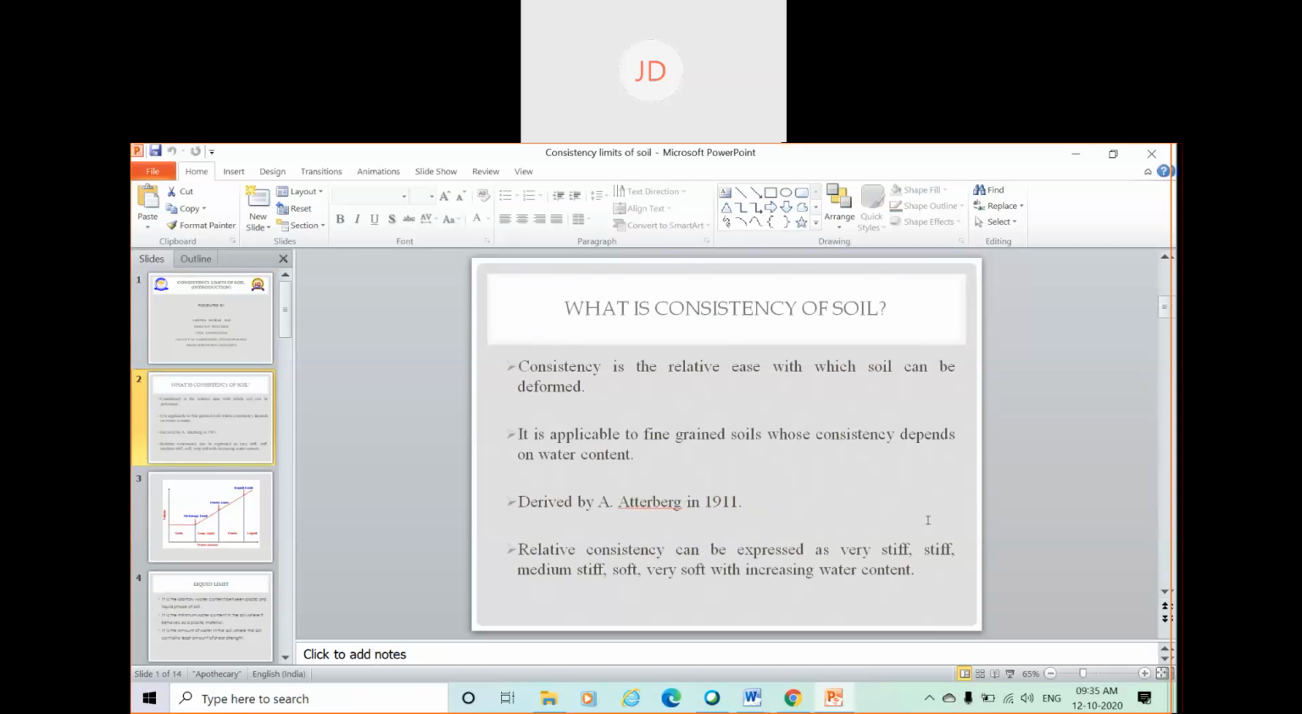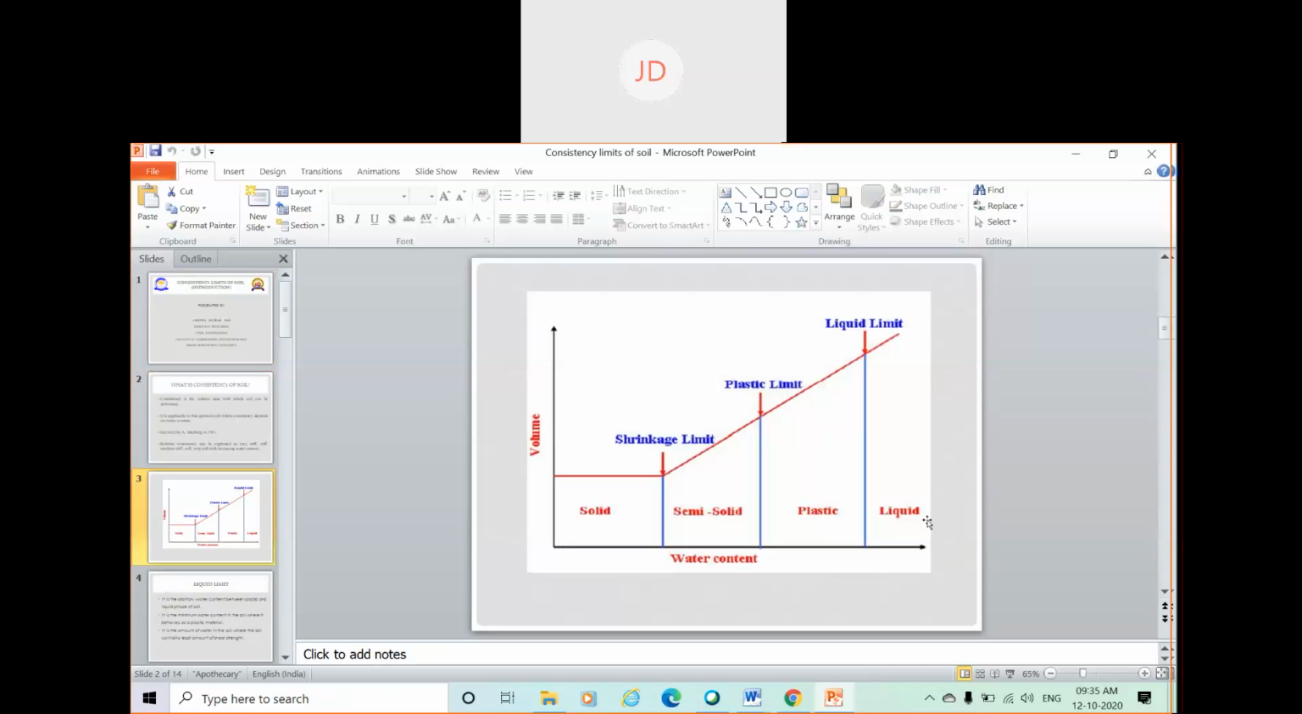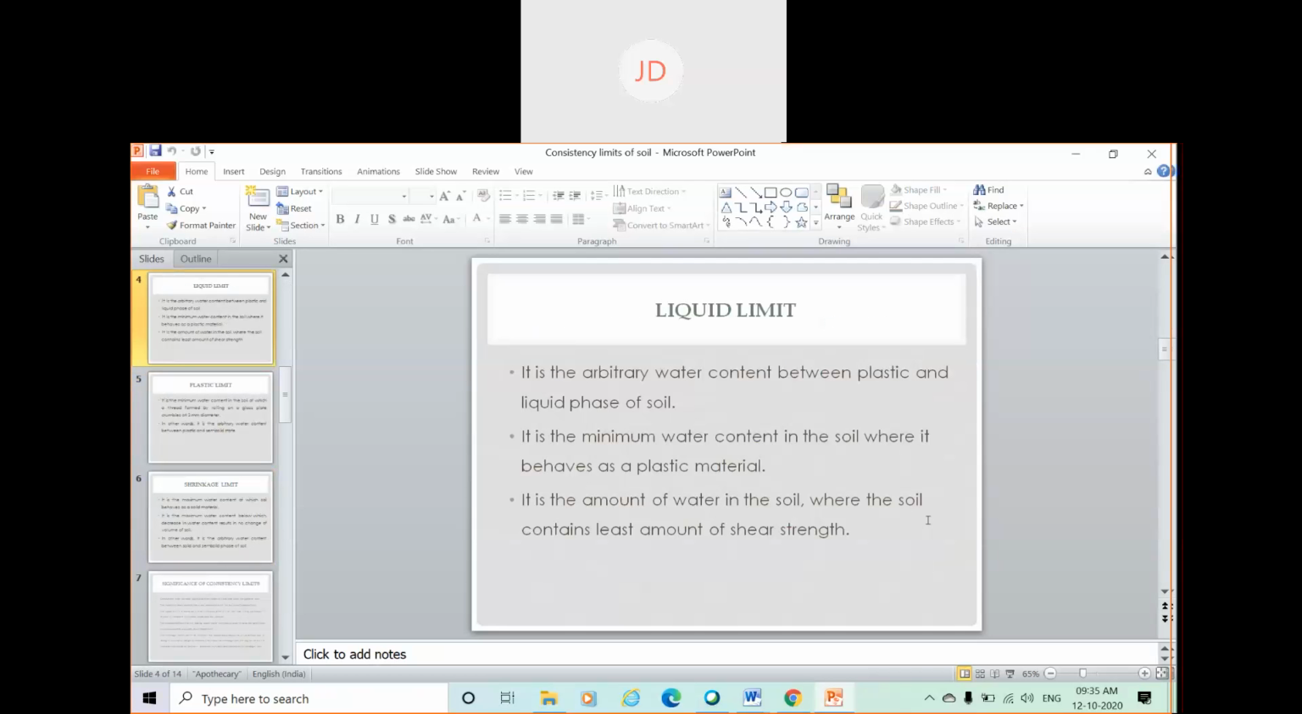So I guess we discussed the consistency limits, that is liquid, plastic, and shrinkage limit, in the last class. You will get the procedure for determination of liquid limit in your student portal, in the laboratory section. You will get a detailed procedure and a video link for guidance on how to determine liquid limit in the laboratory. Liquid limit can be determined by two different methods.